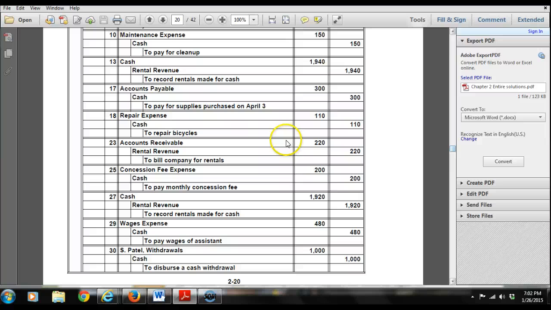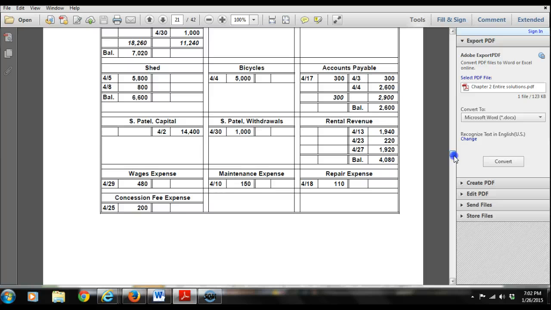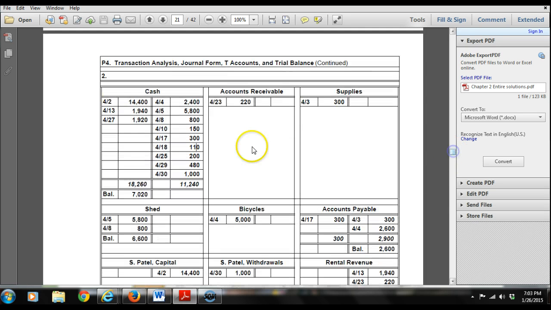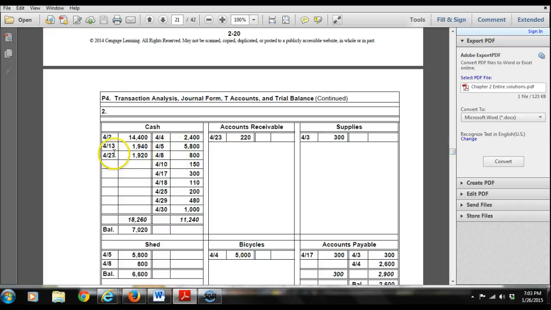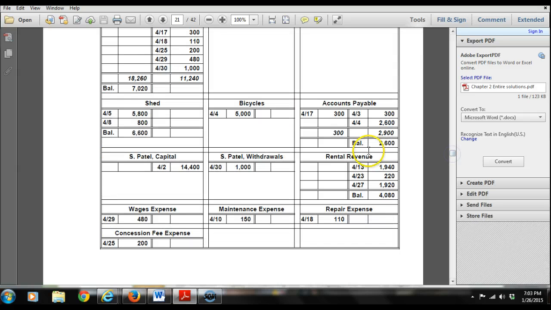Next, we have concession fee expense of $200 and a credit to cash for $200. You see April 25th, a debit, concession fee expense $200 into that T account, and a credit to cash on April 25th for $200. On April 27th, we have a debit to cash of $19.20 and a credit to rental revenue for $19.20. Here we see April 27th, $19.20 debit, and we also see April 27th, $19.20 credit.